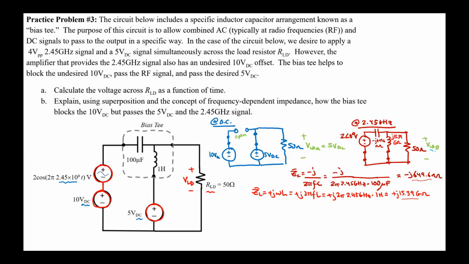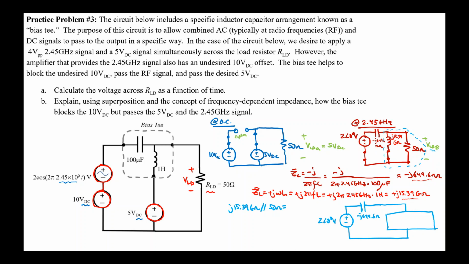In order to solve for V load B, let's combine the inductive impedance with the 50 ohm resistor in parallel. Doing so results in a circuit representation like so. The combined parallel impedance of j 15.39 gigaohms in parallel with 50 ohms is equal to 50 angle 0.00000 something degrees ohms. The point of the matter is that if I take 50 ohms in parallel with something that has such a huge impedance, it will essentially just be 50 ohms, which is essentially its original value.